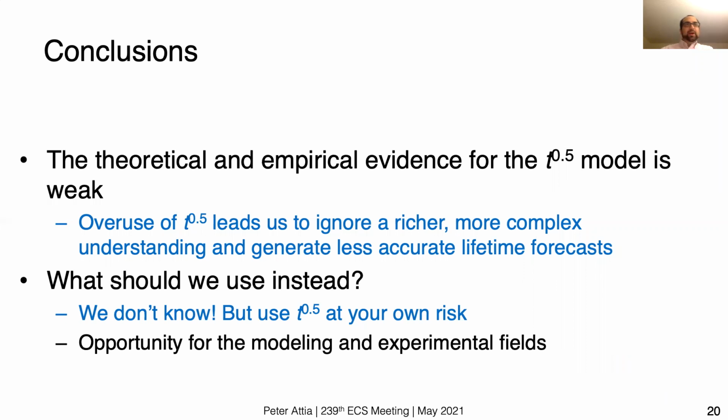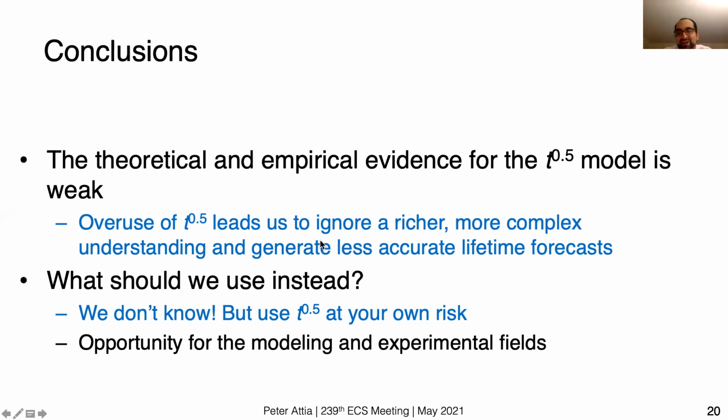All right, so wrapping up. As a whole, our conclusion is that the 2 to the 1/2 model is not well supported by theoretical and empirical evidence. What are the implications of this? There's a lot more I think we can learn and develop in terms of improving SEI models. And there's certainly a much richer and more complex understanding that is out there that we can try to understand. And from a practical point of view, we need to understand how SEI grows to generate more accurate lifetime forecasts.